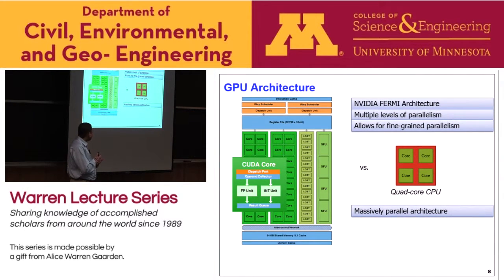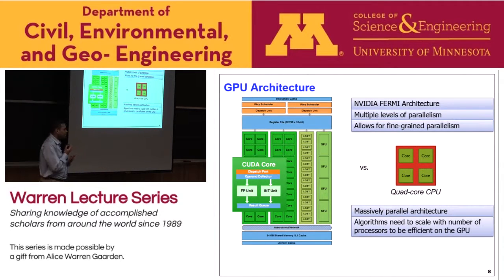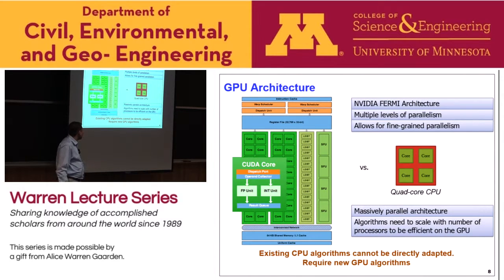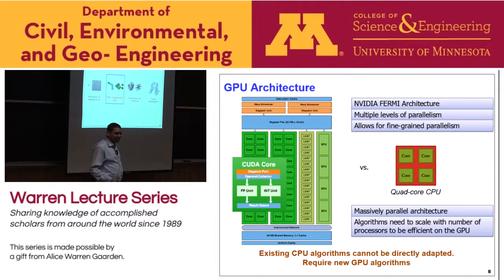On the other hand, you can't directly take CPU algorithms and put them on the GPU. We basically need algorithms which scale with the number of processors, and existing CPU algorithms cannot be directly adapted. We need to develop new algorithms. So with that background, I want to get into the first part of the talk, which is GPU accelerated CAD. There are quite a number of challenges associated with developing GPU algorithms.